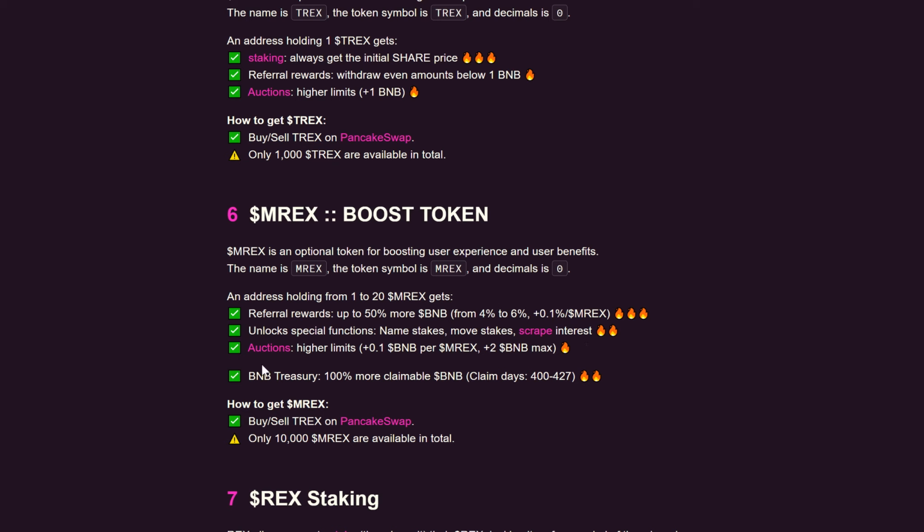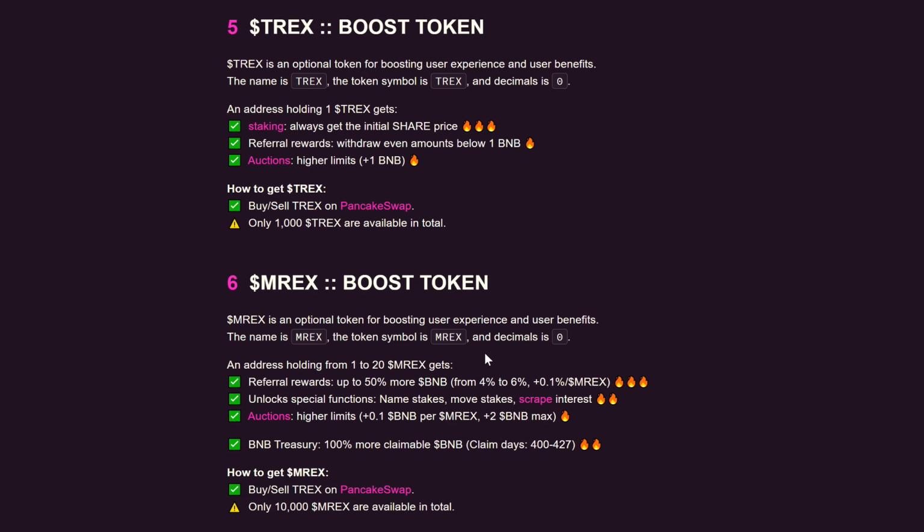Now, another feature of MREX is in the auctions. You get higher limits, right? Like I said earlier, 0.1 Binance per MREX, maximum 2 because you can hold 20 MREX, right? So in total, if you have the MREX and the TREX token for the auctions, you can put a total of 5 Binance coins. So 2 if you have none. You get an extra one, so 3 if you have TREX, and if you have 20 MREX, you can add an additional 2 Binance for a total of 5.